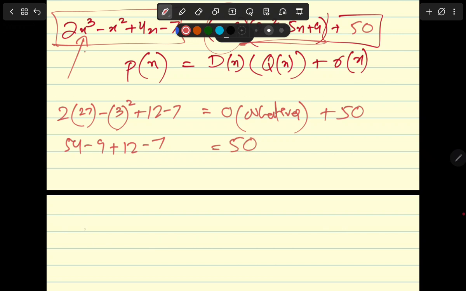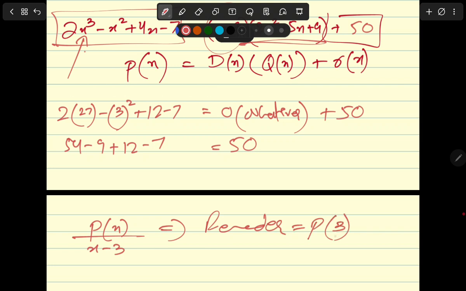So yeah. Now you can see that when the polynomial was divided by x minus 3, it gave me the same remainder as p of 3, and 3 was obtained when I equated the divisor to 0.